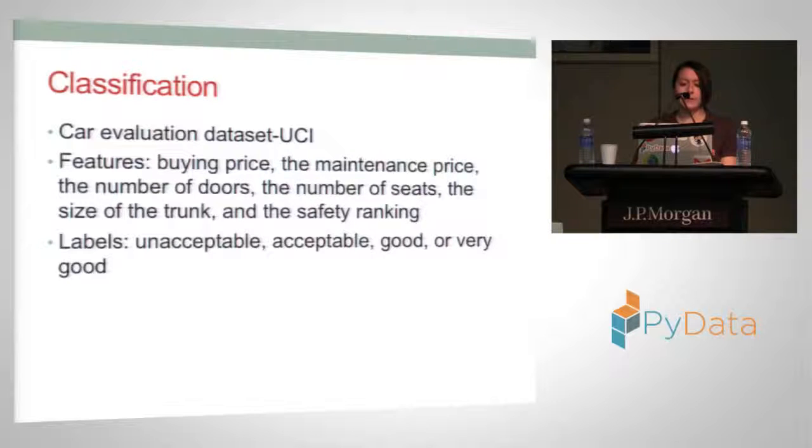I'm using the car evaluation data set, which looks at features such as buying price, maintenance price, the number of doors, the number of seats, the size of the trunk, and the safety ranking to determine if the car is unacceptable, acceptable, good, or very good. And those last four, unacceptable, acceptable, good, and very good, are labels.